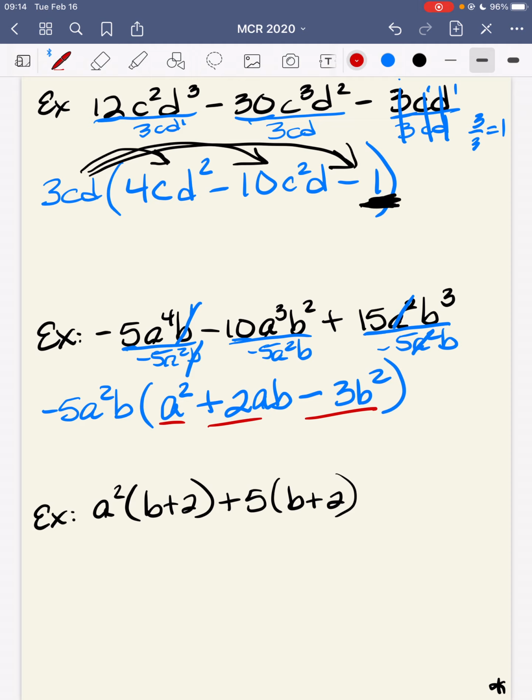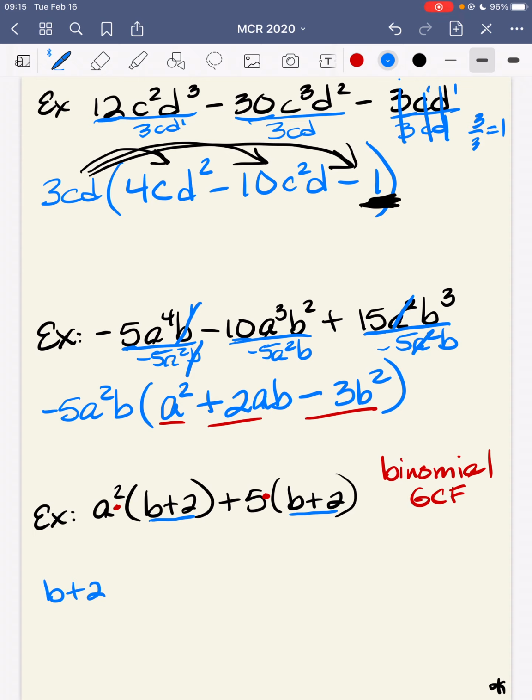All right, the last example looks a little odd, but this time we're going to pull out a binomial GCF. What we're looking at with a binomial GCF is we're looking to make sure that the outside term is being multiplied by whatever's in parentheses, and whatever's in parentheses is exactly the same. So in this case, my b plus 2 is exactly the same, and my b plus 2 is my GCF.